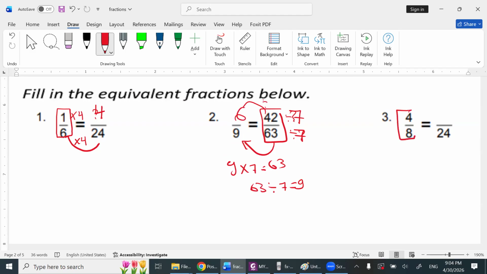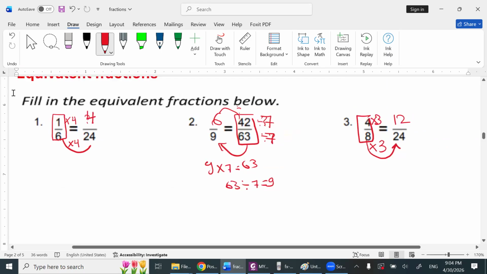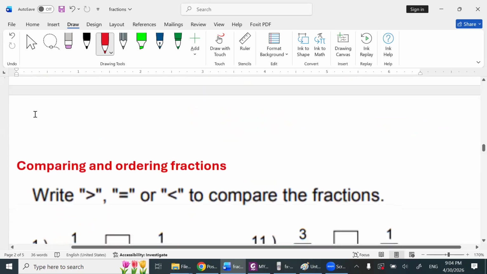On the third question, 4 over 8 becomes something over 24. I move from the complete fraction to the incomplete fraction. The question is now, what is the mystery number, the missing number, that you have to multiply by 8 to get 24? 8 times what gives me 24? 8 times 3. Then you have to multiply by 3 up as well. 4 times 3 gives you 12. So 4 over 8 equals 12 over 24.